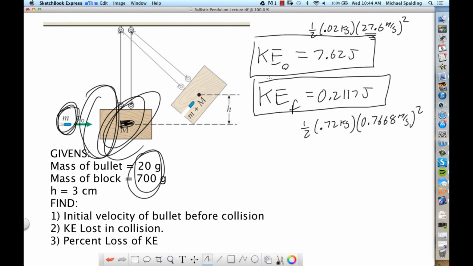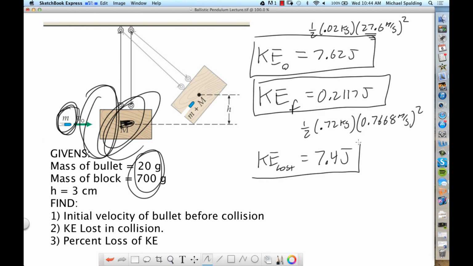Okay, so we have our starting kinetic, we have our ending kinetic. How much kinetic energy was lost? Subtract them. We lost 7.4. Now, final thing. What's the percent loss? That's one that's always a stumper. Finding the percent loss of kinetic energy. All right, you ready? I'm going to make this easy.